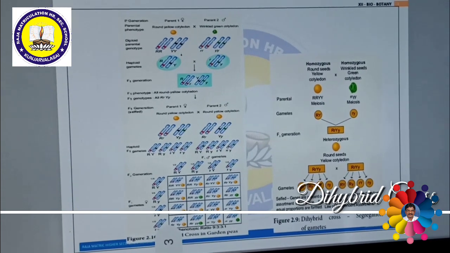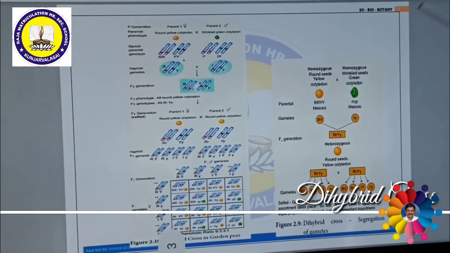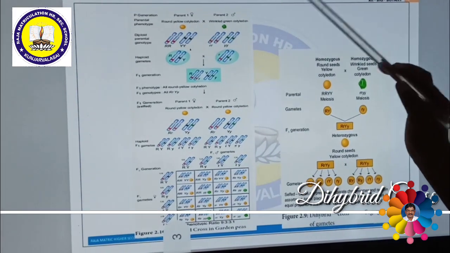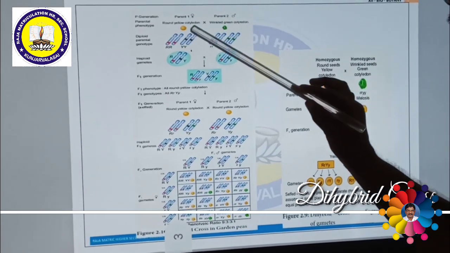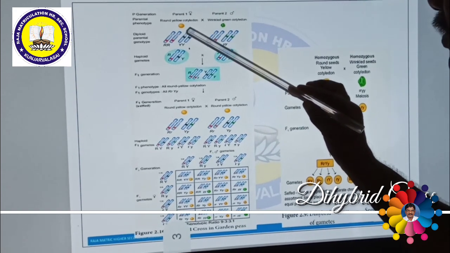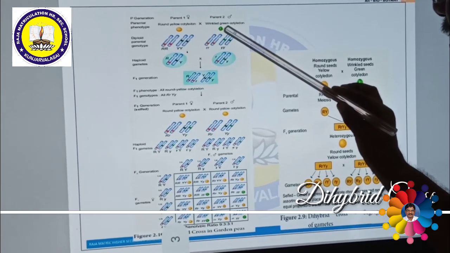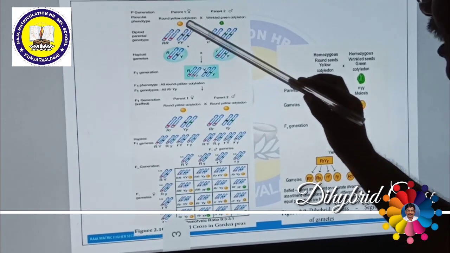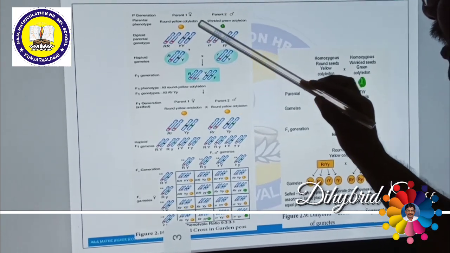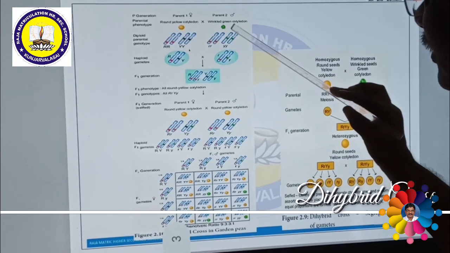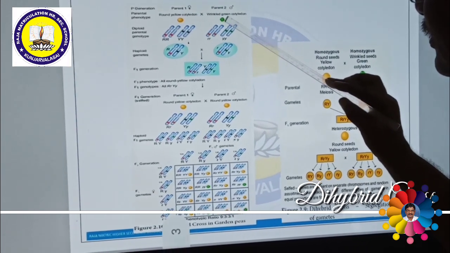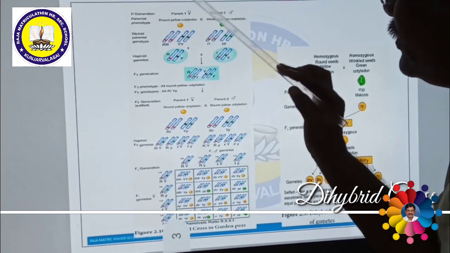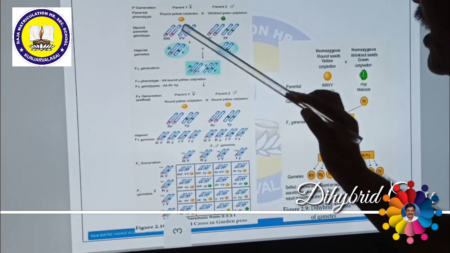Now listen, the dihybrid cross. We shall see the parents. There is one contrasting character: one is pea seeds that are round, and the other is wrinkled seeds. This is the shape of the seeds, or the shape of the cotyledon. The cotyledon shape is round, here wrinkled. So this is one trait, one character, that means the shape of the seed.